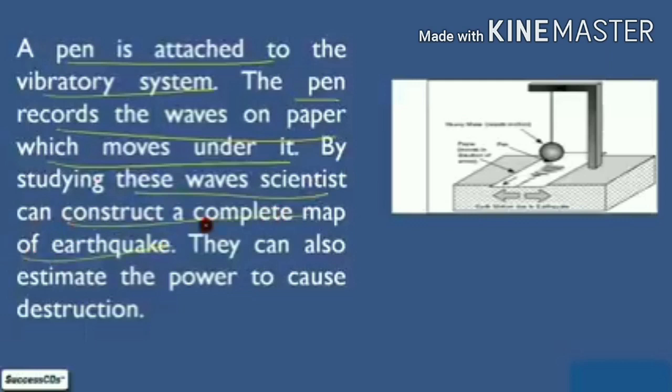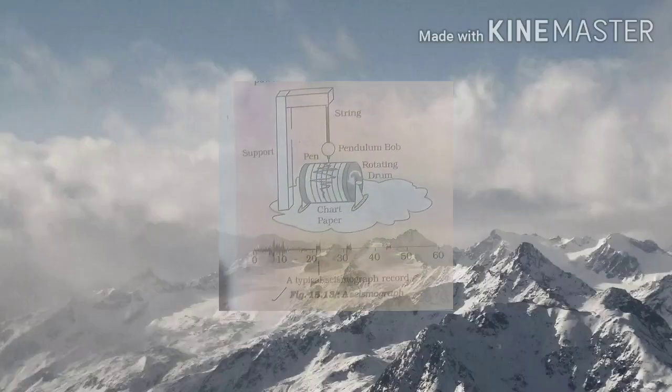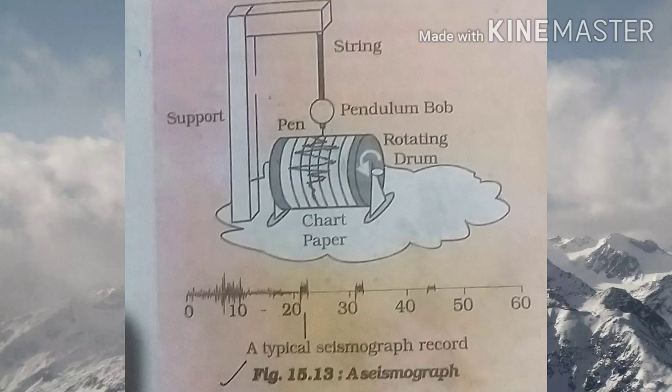Now, by studying these waves, scientists can construct a complete map of the earthquake. They can also estimate the power to cause destruction. They can estimate the intensity of the earthquake and they can tell us how much destruction can be caused by this earthquake.